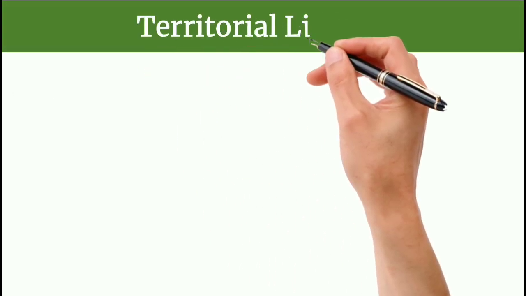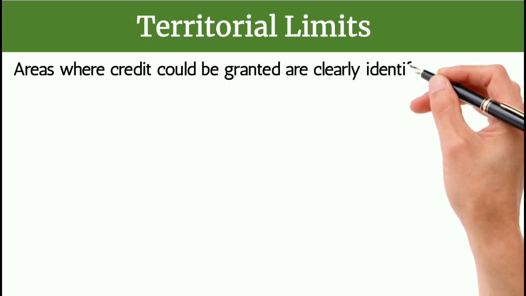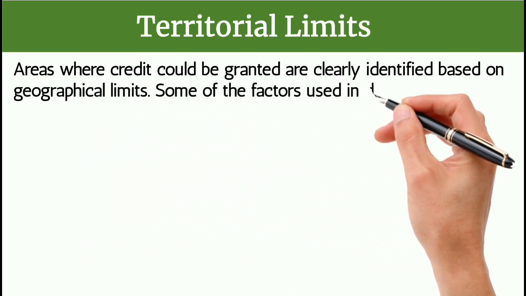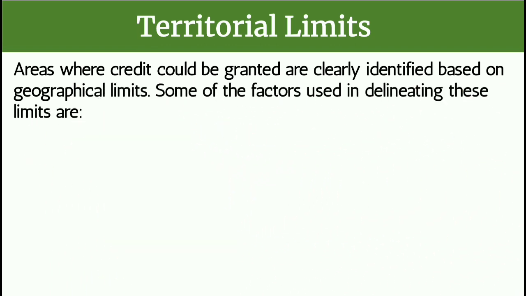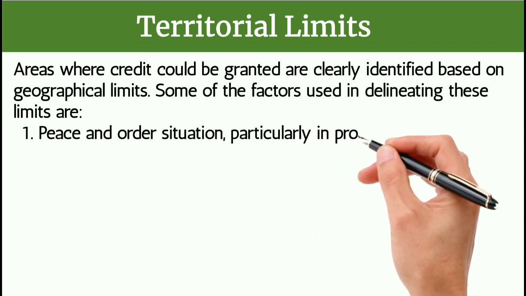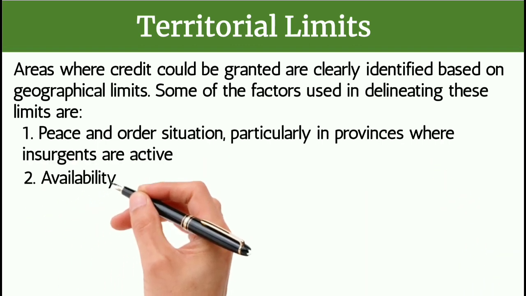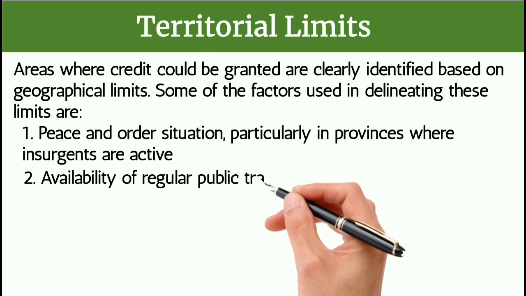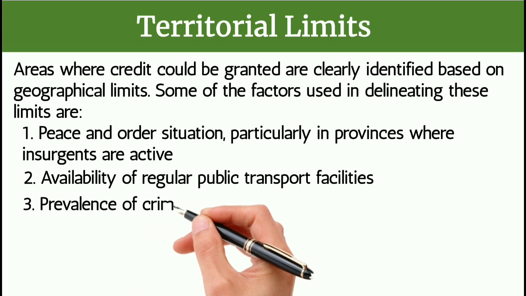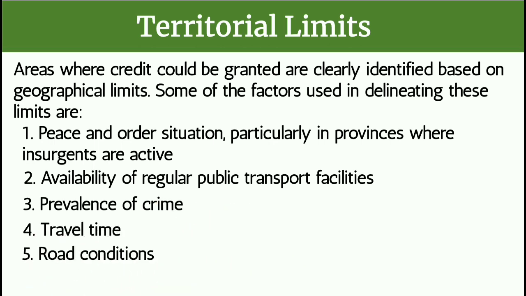Next, territorial limits. Areas where credit could be granted are clearly identified based on geographical limits. Some of the factors used in delineating these limits are, first, peace and order situation, particularly in provinces where insurgents are active. Second, availability of regular public transport facilities. Third, prevalence of crime. Fourth, travel time. And fifth, road conditions.